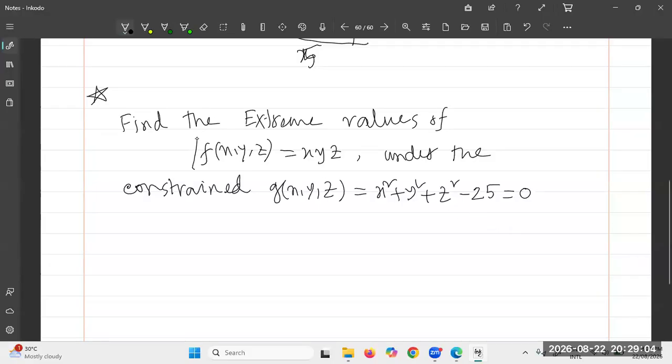So that means we need to maximize this function, and in this case the function has three different independent variables, x, y, z, and the function is x times y times z, and the constraint is now x square plus y square plus z square minus 25. So basically now the problem is, the restriction is three-dimensional.